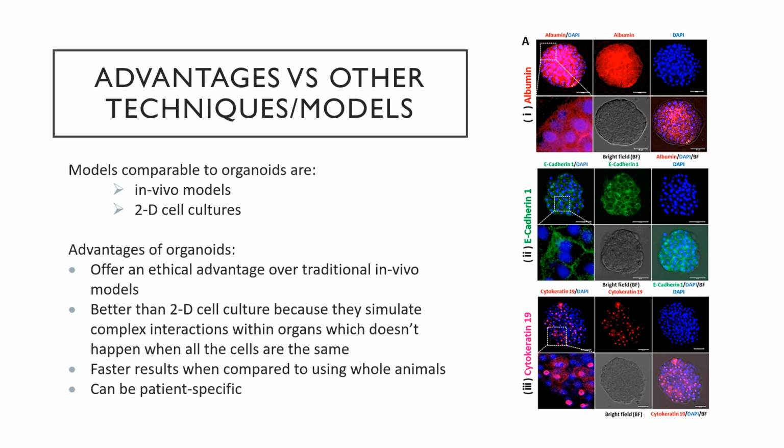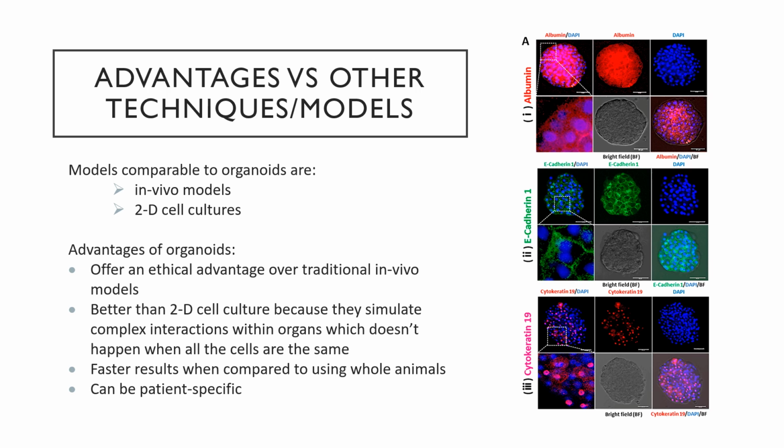The advantages of this technique versus other techniques and models. Other models that would be comparable to organoids are in vivo models or 2D cell cultures. Organoids offer an ethical advantage over traditional in vivo models as they can replace or reduce the need for animal testing. Organoids are better than 2D cell culture because they simulate complex interactions within organs, which doesn't happen when all of the cells are the same. Organoids offer faster results when compared to using whole animals.